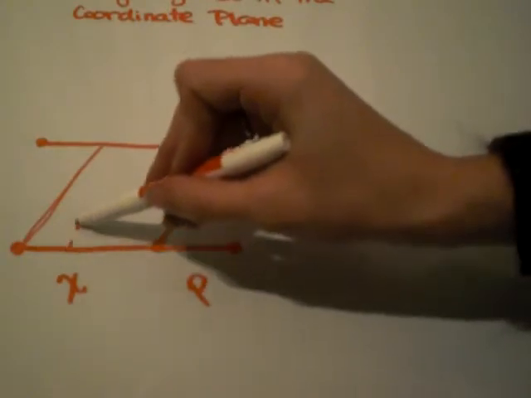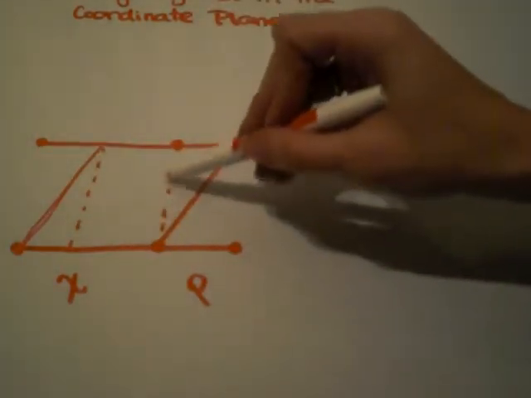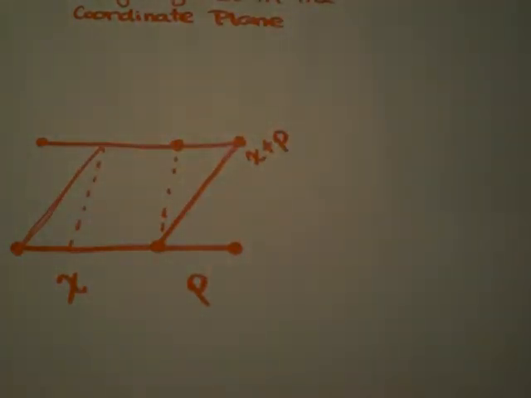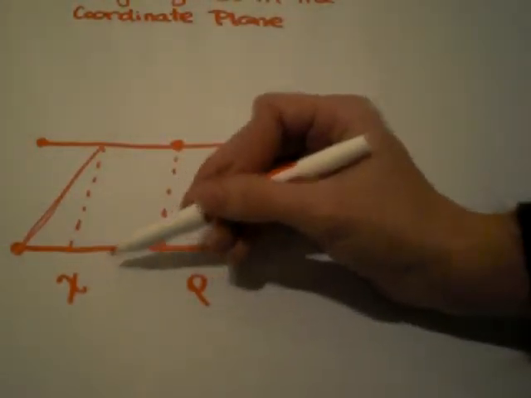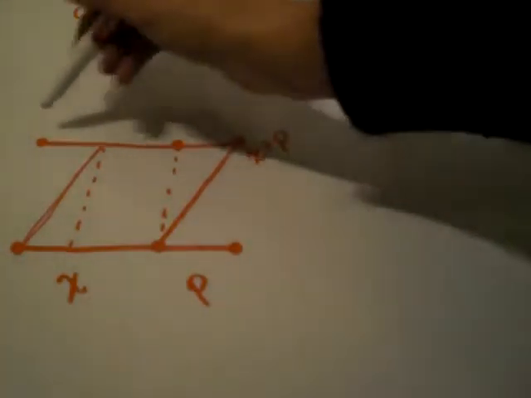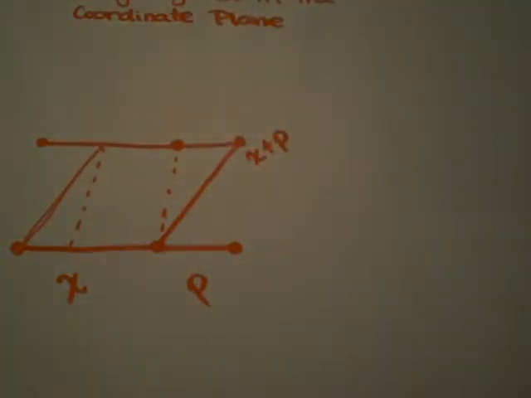Okay, and if I draw my dotted lines, that's what's happening. You're saying that you've gone X spaces here and P spaces here, so all together you've gone over X plus P. It just looks a little bit more confusing because you have these diagonals connecting it and it's harder to see.